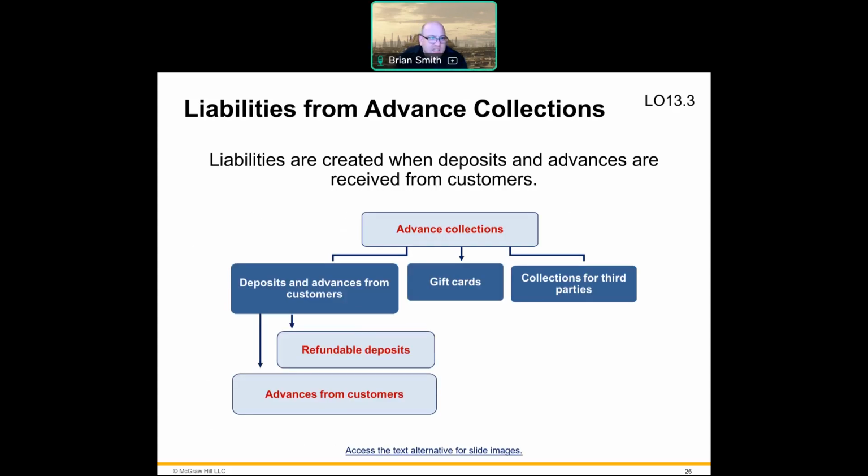Liabilities from advanced collections. Okay, this is basically the prepaid expenses. We've got unearned revenues, what we've got here for us. This can come in the form of gift cards, deposits, or collections from third parties.